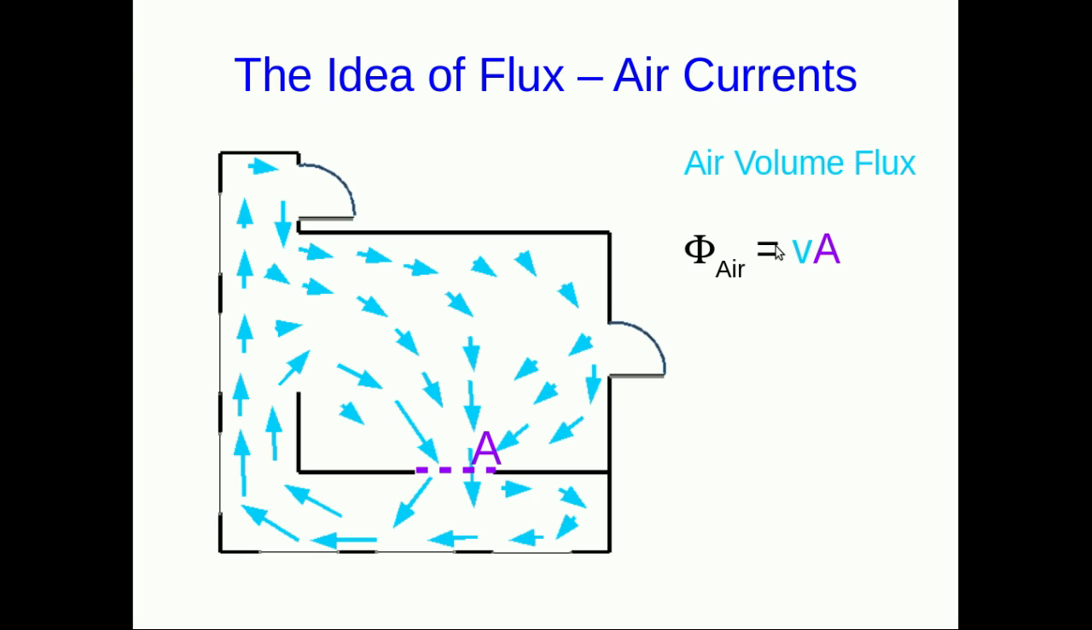And if you just think about the units of that, that has units of cubic meters per second, which is a volume per unit time. So this air flux, just the speed times the area of the doorway, has the desired meaning. It is a volume per unit time of air.